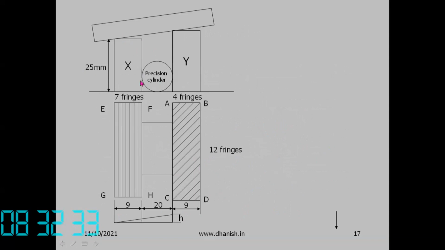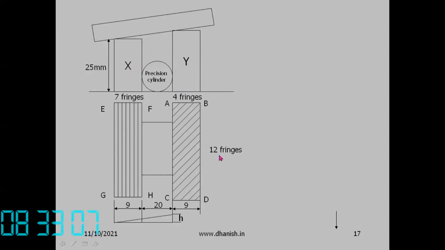Okay, so we have one gauge block, a reference gauge block. Abutting it is a cylinder, and then another gauge block. So this is the elevation, this is the plan. So this is the cylinder, this is one gauge block, this is another gauge block. This is the reference gauge block, over which we have parallel equispaced fringes. But over block Y, the lines are not parallel to this.